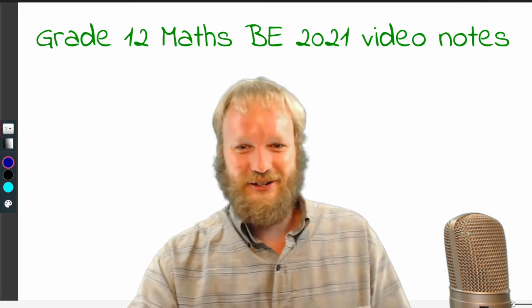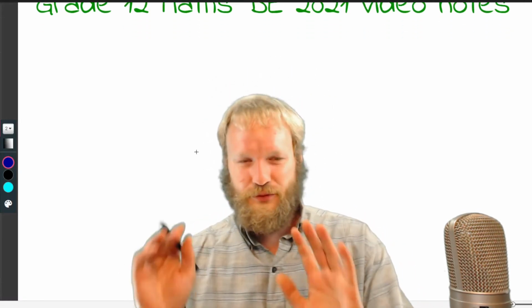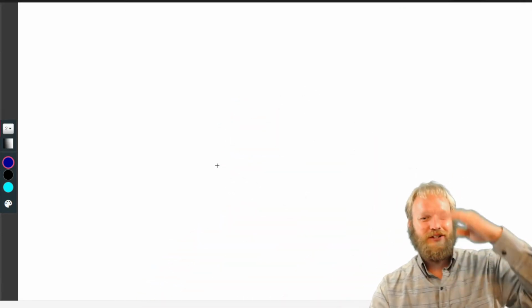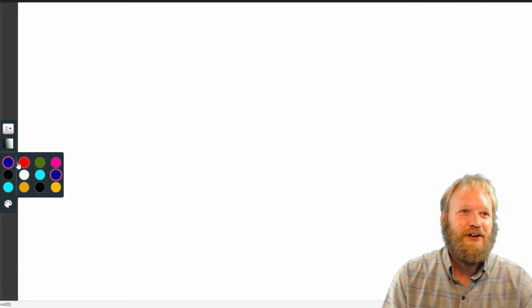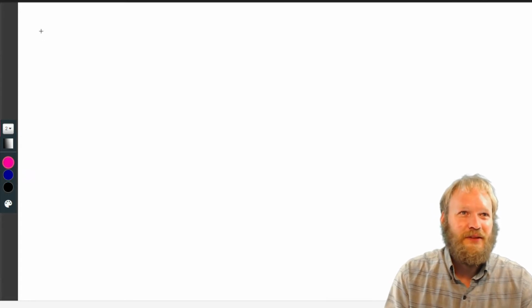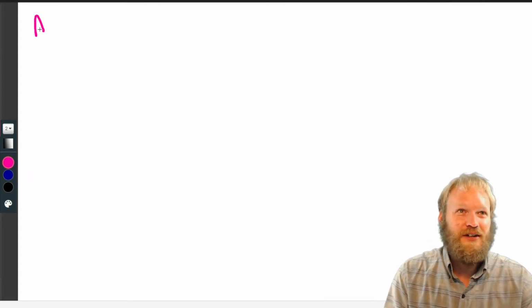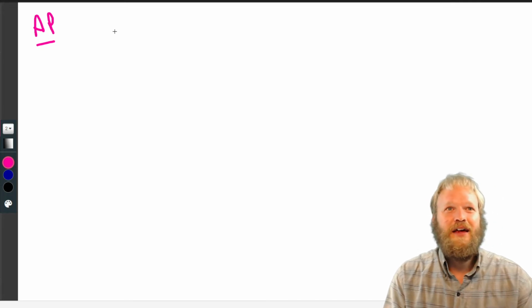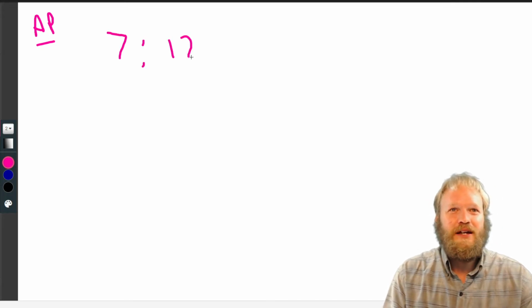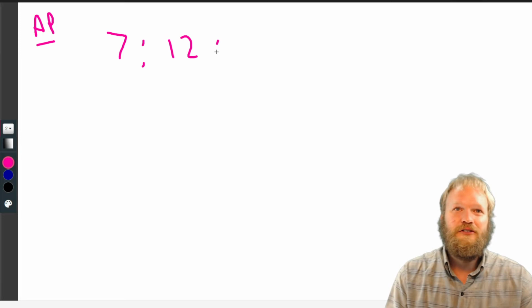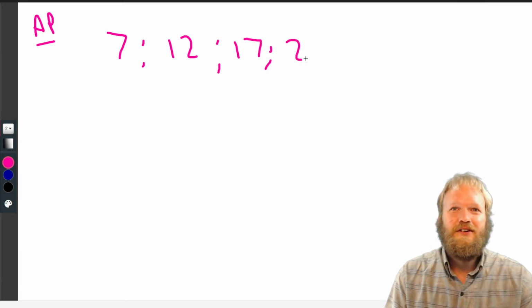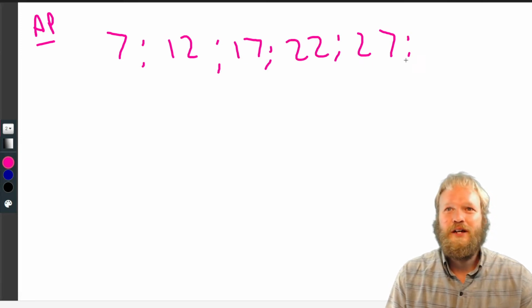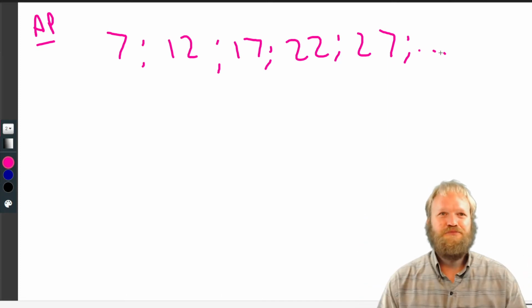Sequences and series, here are the notes. Today we're just going to look at arithmetic sequences. Arithmetic is just the ones that go up steadily. Let's go straight into an example. Arithmetic progressions, I'm just going to write AP for now. Let's say we've got something like 7, 12, 17, 22, 27, and so it goes on.